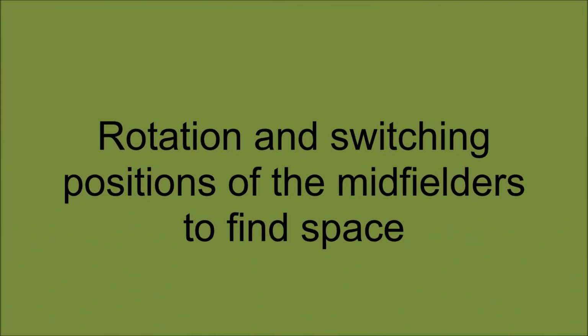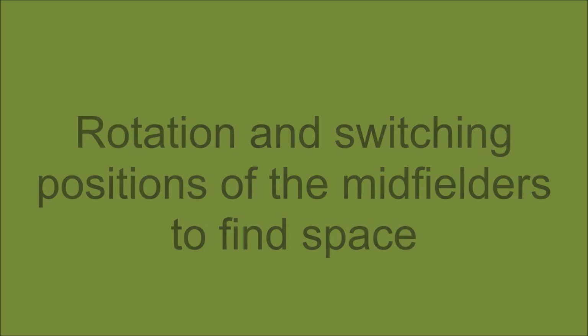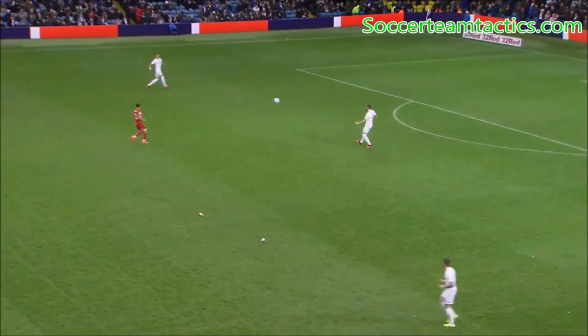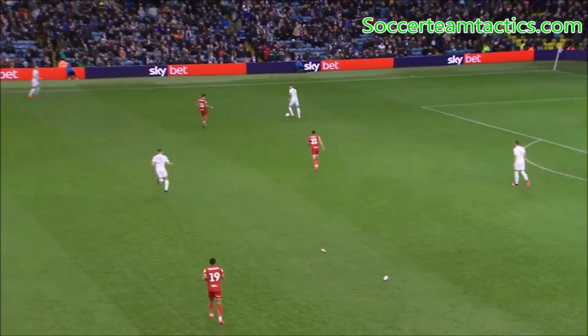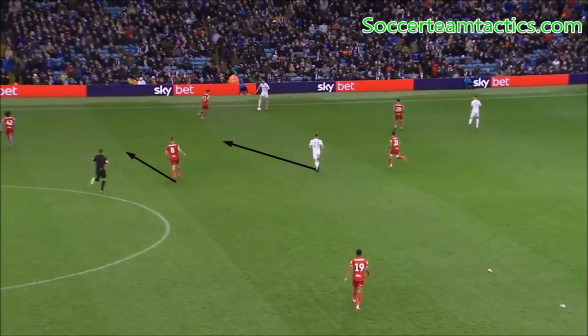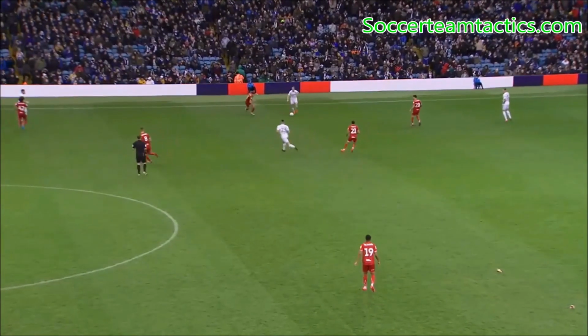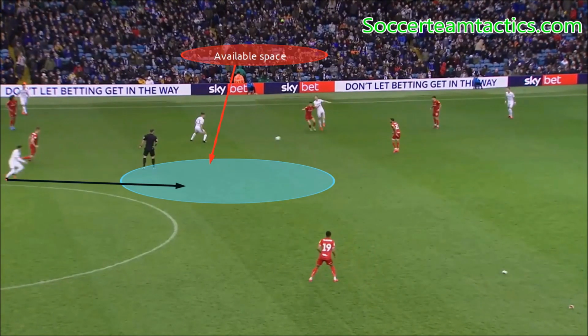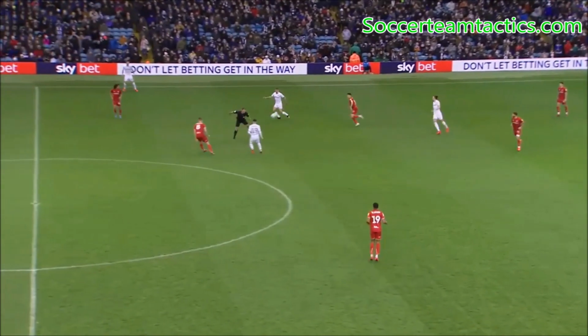In this video we will watch some examples of how Leeds United midfielders use rotation and switching of positions in order to find space. In this first example the ball is moved wide to the fullback and Phillips takes with him his direct marker and creates space for the attacking midfielder to receive after the rotation.